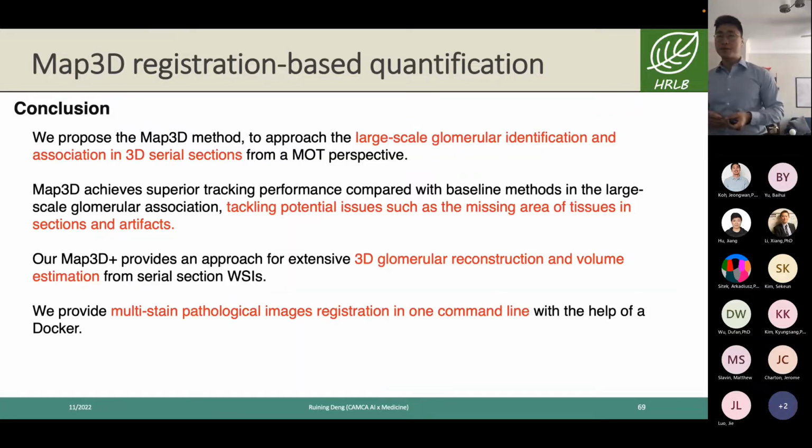So to sum up our Map3D pipeline, we propose a large-scale glomerular identification and association with 3D sectional histology images to solve potential issues such as missing tissue or artifacts. We also improved our model to achieve 3D glomerular reconstruction and volume estimation for sectional histology images. And we packaged our two-stage registration pipeline into one containerized tool with Docker.